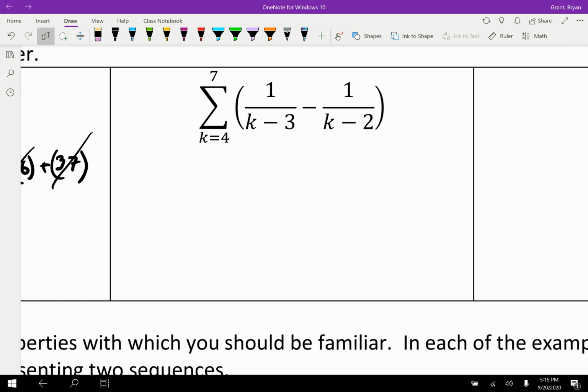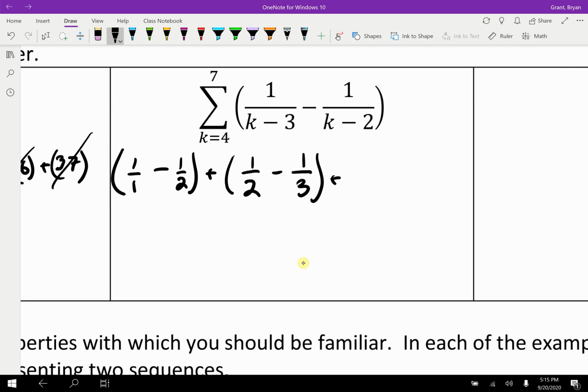Crazy formula says start with a k of 4. Well, if I substitute in 4, I get 1 over 1 minus 1/2, and then I have to add it on to my next term. That's when k is 5: 1/2 minus 1/3, and then we add it on to when k is 6, and that's going to be 1/3 minus 1/4, and then we add this on to when k is 7.